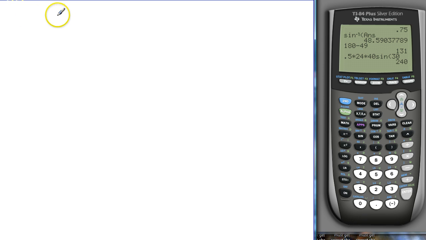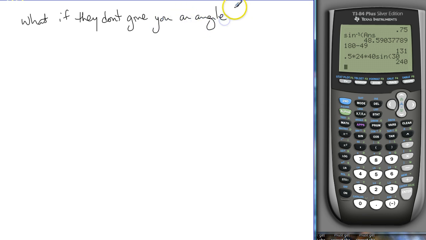Except, what if, think about this. What if they don't give you an angle? All right, let's think about this. If they gave me some triangle, okay? Let me draw a triangle here. A 3, a 4, let's just make it a 5.